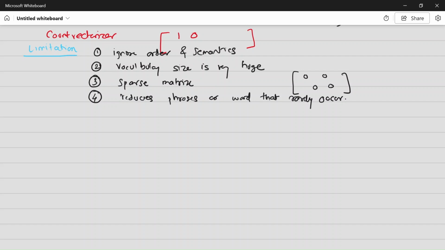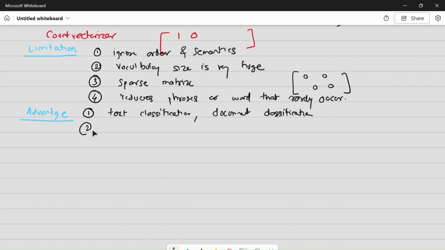Now, though these are some disadvantages, what is the advantage of this count vectorizer? Let's understand those. The first advantage of this count vectorizer is that it is used for text classification, then document classification. So most of the classification things can be achieved with this count vectorizer. Count vectorizer works best if you use some text pre-processing steps.